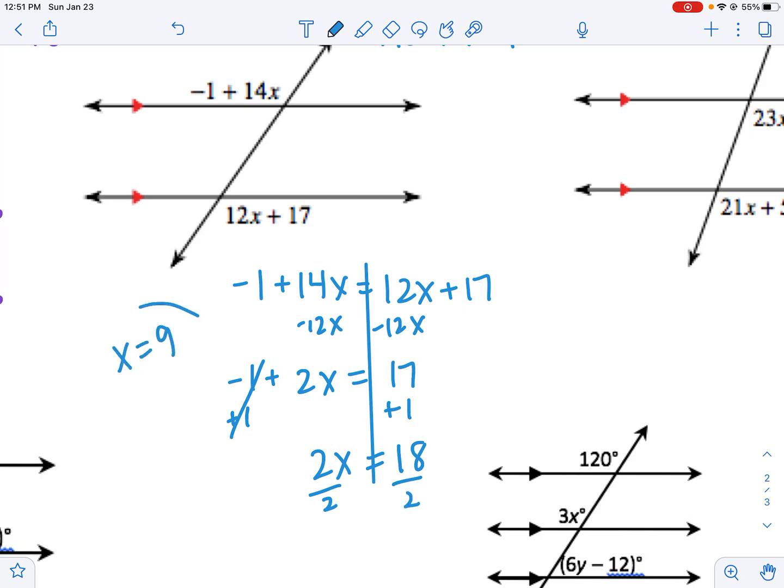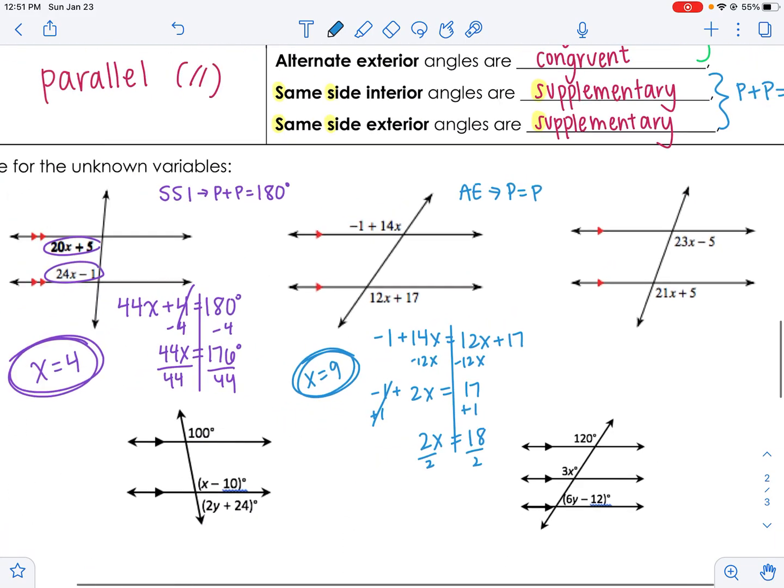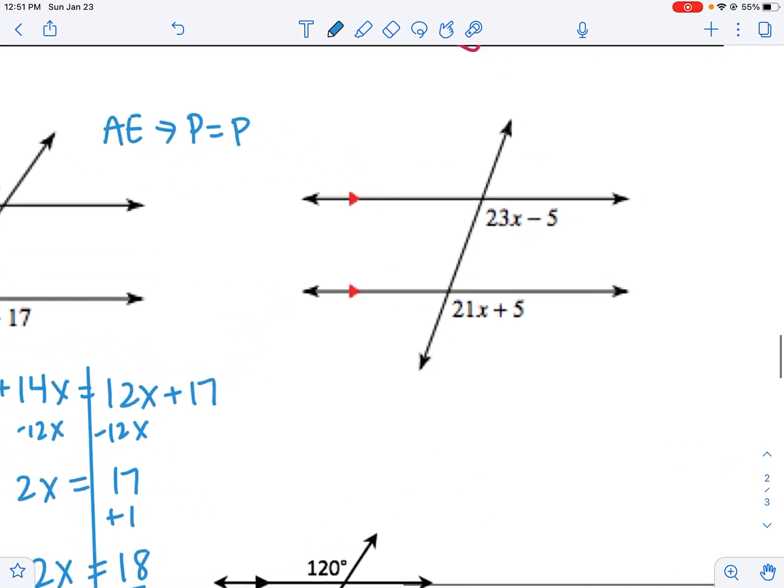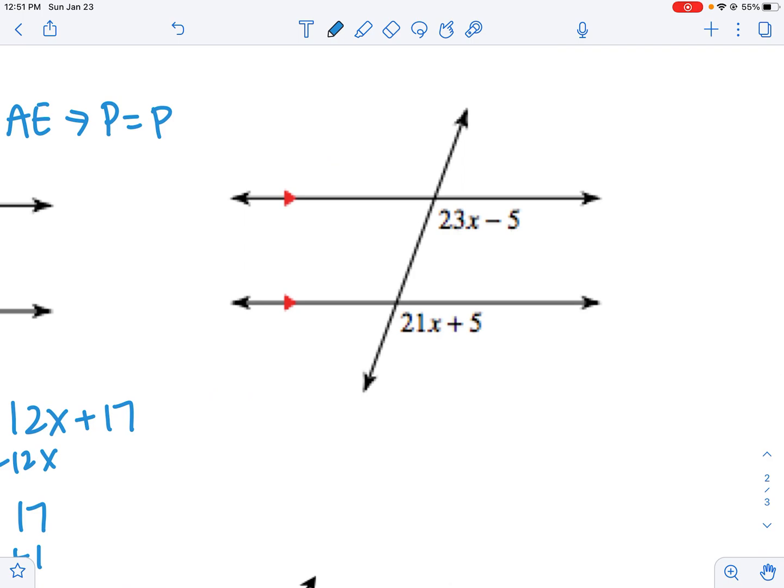From there, divide both sides by 2. X would equal 9. And if you wanted to find the angle, all you'd have to do is go back and plug it in. Okay, taking a look at another one. Once you start figuring out what type of angle you have, then it just is a matter of setting it up and solving for x.